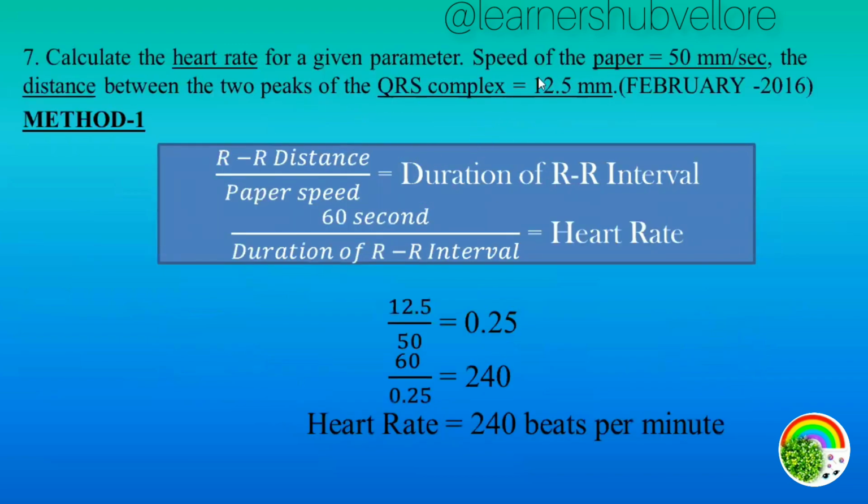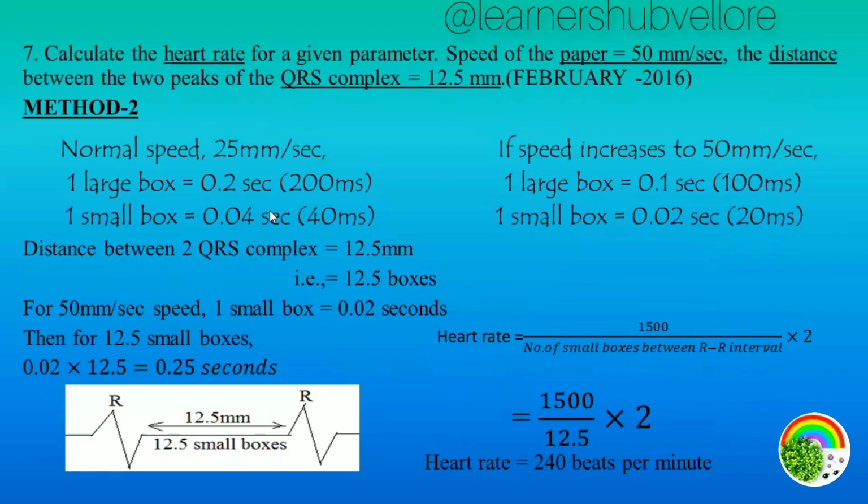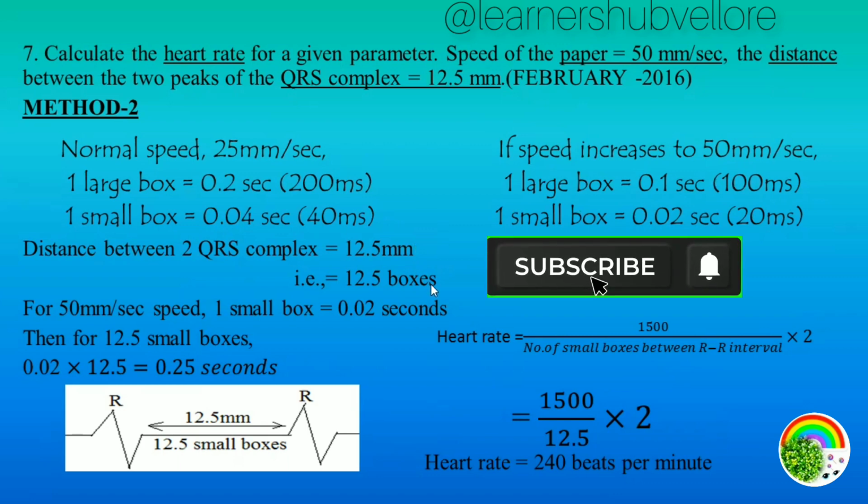Same 50 mm paper speed. The distance between two peaks of the QRS complex is 12.5 mm. Find the heart rate. Apply everything in the formula. 12.5 divided by paper speed 50 is 0.25. Now 60 divided by 0.25 is 240. The second method: normal speed, you know very well, one large box is 0.2 and one small box is 0.04. For 50 mm, one large box is 0.1 and one small box is 0.02. Here the distance between the QRS complexes in the question is 12.5 mm, meaning 12.5 small boxes.